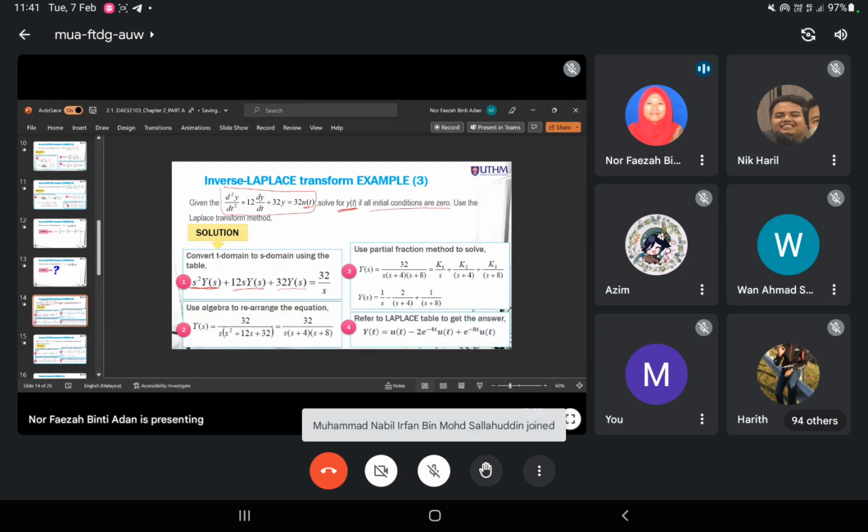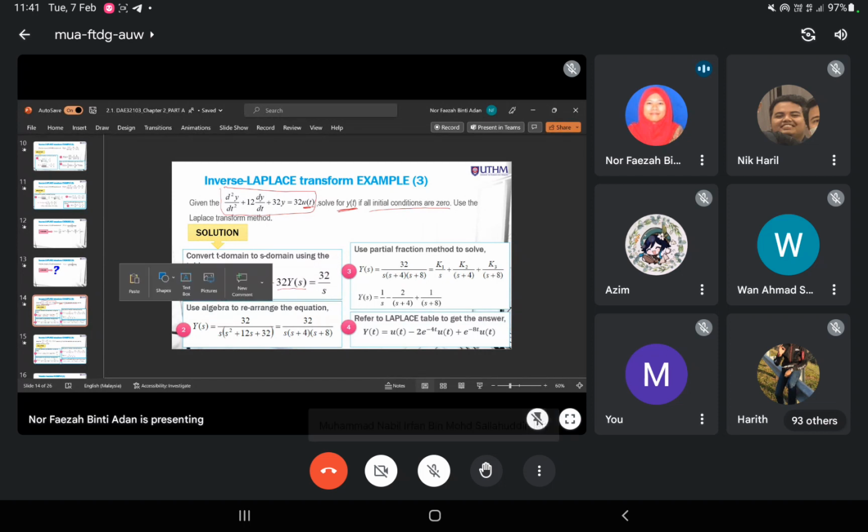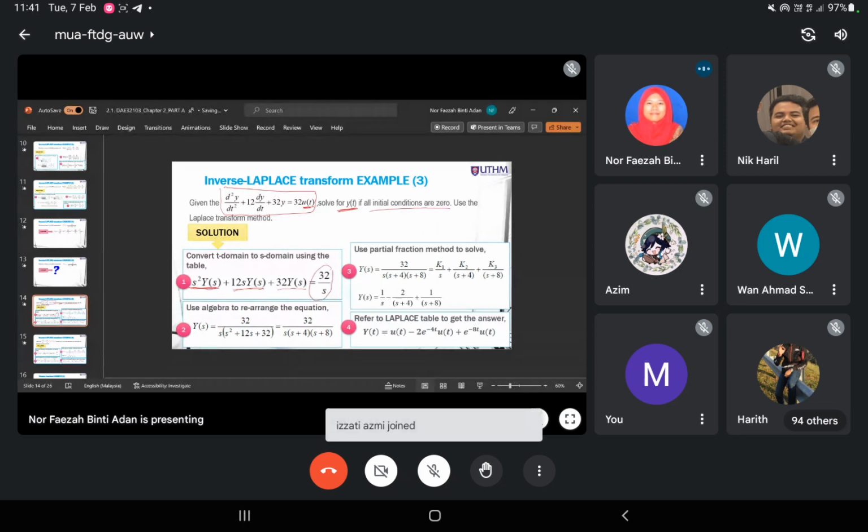Okay, so refer dalam you punya table, you are given table. Dalam final exam mesti ada table. So refer to that table. u(t) when convert to S domain jadi apa? So it is a step function. So dia akan jadi 1 per S. So 32 darab 1 per S, you dapat 32 over S.